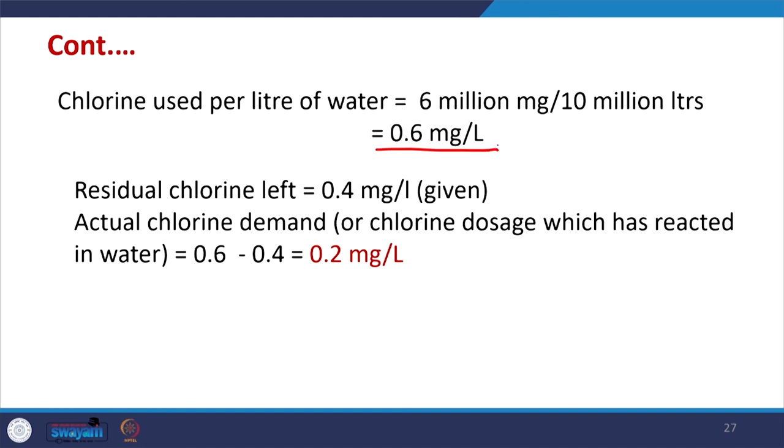Now the residual chlorine left after 30 minutes is given, so it is 0.4 milligram per liter. That means the actual chlorine demand is only 0.2 milligram per liter. So we have to check whether we should use this much amount of chlorine or not. We have to cross check whether it is essentially required, because the amount of residual chlorine left is high. We can cross check this way.